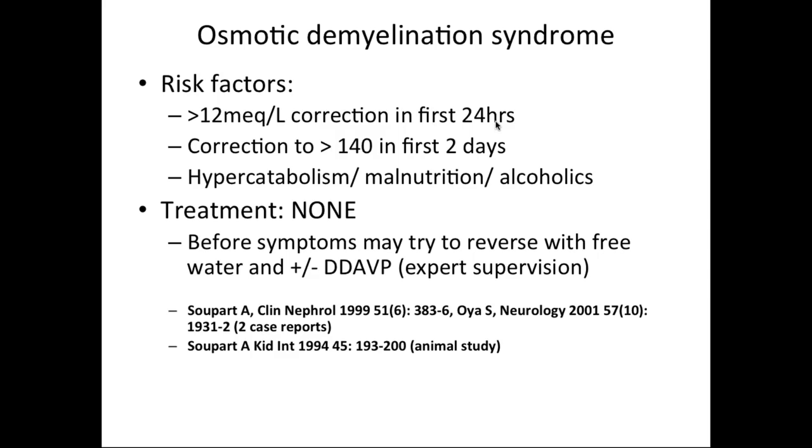There are some case reports of even 10 and above, which is why the European guidelines and some of the other guidelines have moved to 10 in the first 24 hours. Correction to more than 140 in the first 2 days. People who are hypercatabolic, malnourished, and alcoholics are more at risk. And as we've talked before, young premenopausal females are at higher risk.